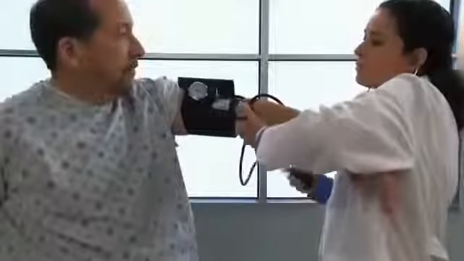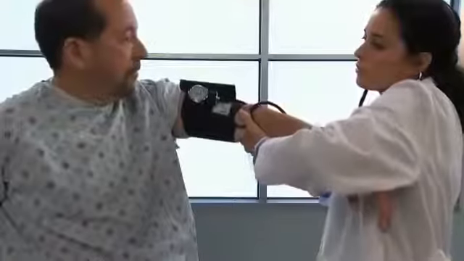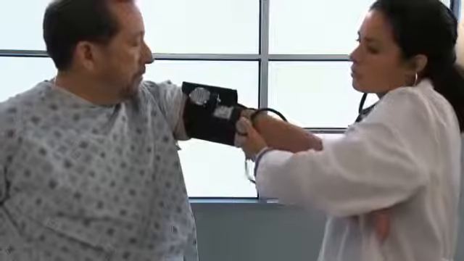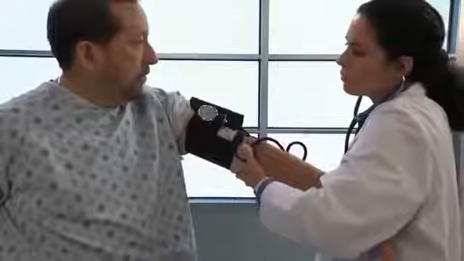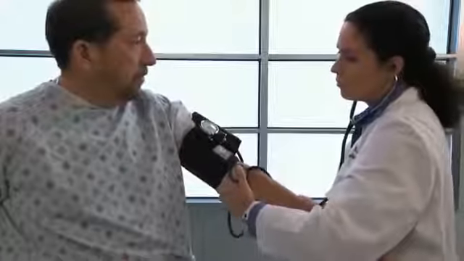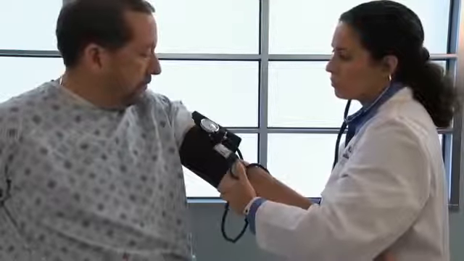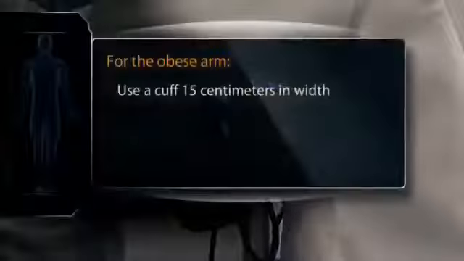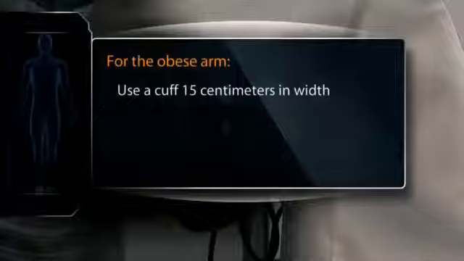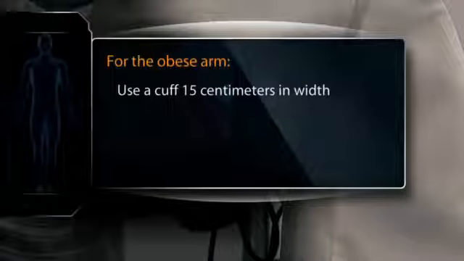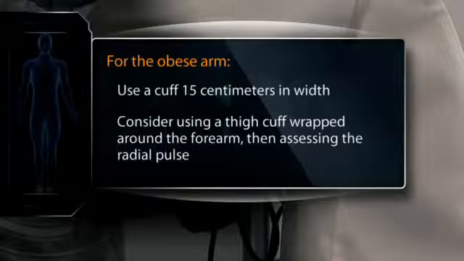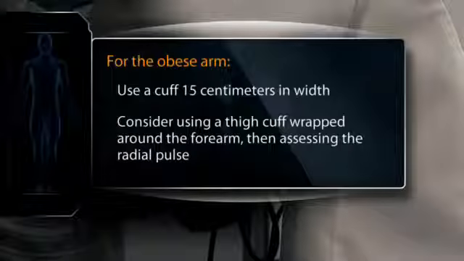To intensify Korotkov sounds, try raising the patient's arm before and while you inflate the cuff, then lower the arm and determine blood pressure. Or inflate the cuff and ask the patient to make a fist several times, and then determine the blood pressure. For the obese arm, use a cuff 15 centimeters in width, or consider using a thigh cuff wrapped around the forearm, then assessing the radial pulse.